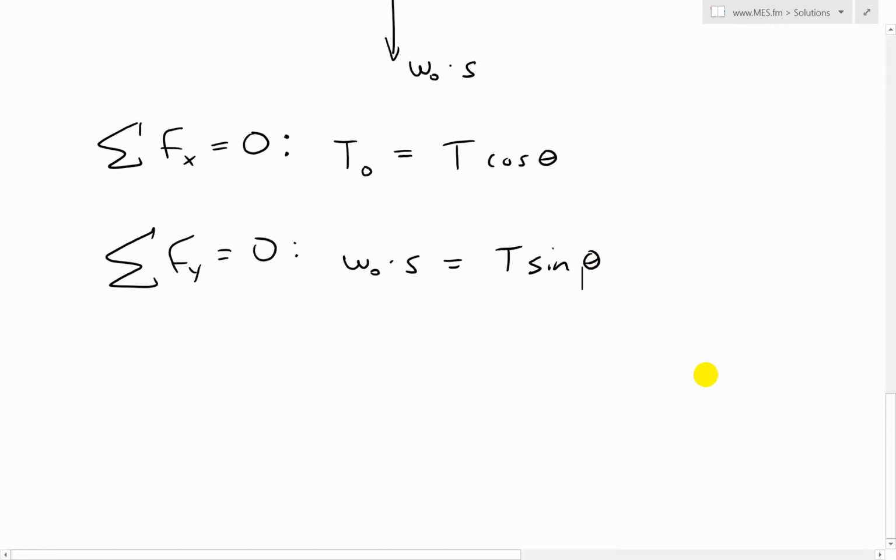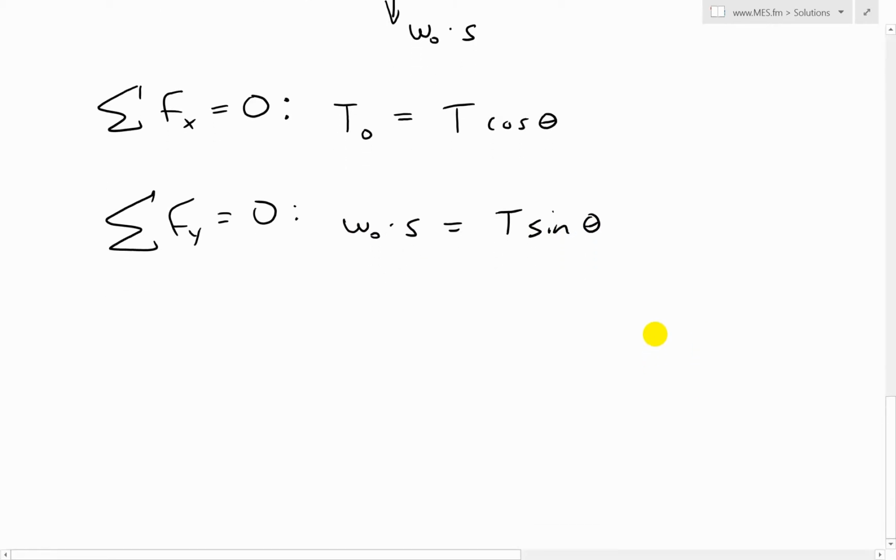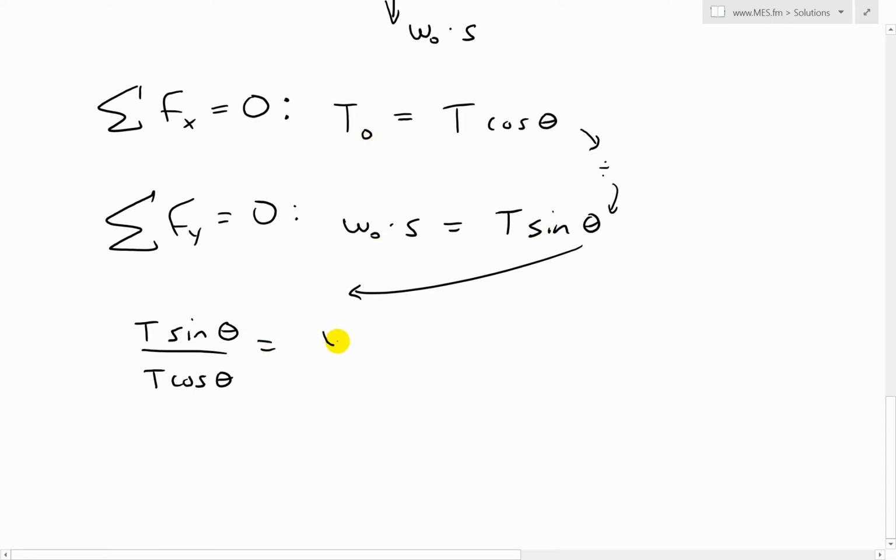So yeah, now that we have these, what I'm going to do now is divide this one by it like that. I'll actually write that the other way around. So we're going to divide the sine term by the cosine term there. So what we'll have is T sine theta, and I'll do that right here, put this arrow across, T sine theta over T cosine theta equals W naught times S divided by T0.